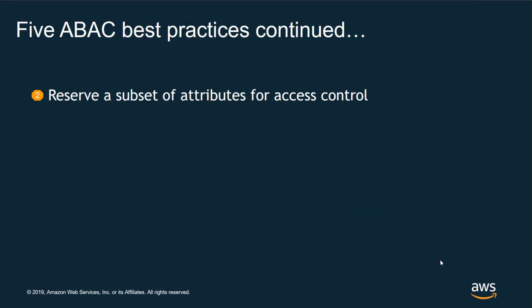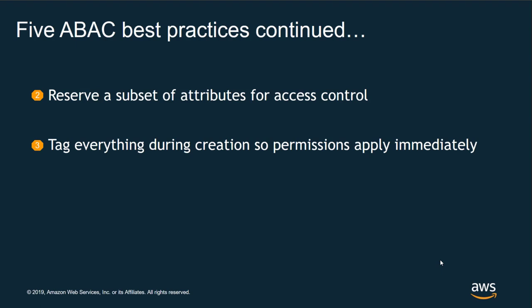The next best practice, as I mentioned earlier, is to reserve a subset of attributes for access control. Because attributes are security primitives, they are for access control, and you want to make sure they are separate from the attributes you use for cluster location and discovery. Third is tag everything during creation, so permissions apply automatically. This is very important. Otherwise, your admin will have to go back and see every single resource you created, every single account, to make sure that everything is tagged. Otherwise, nobody will be able to access that particular resource if your permissions are only based on attributes.